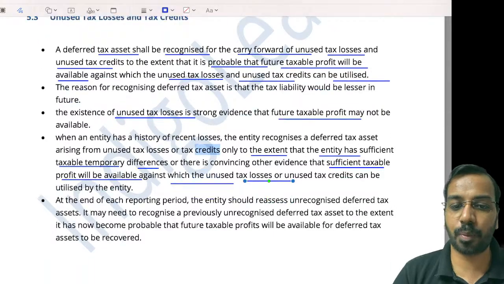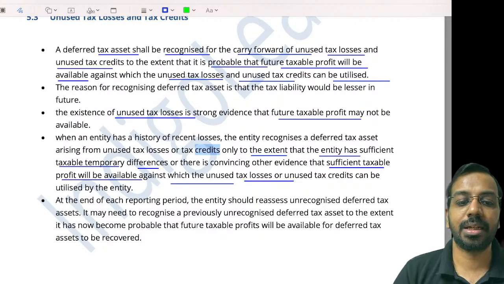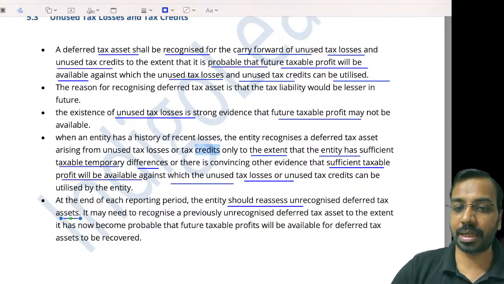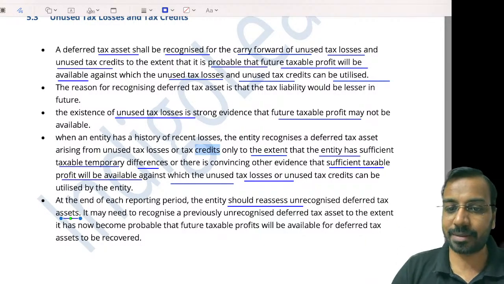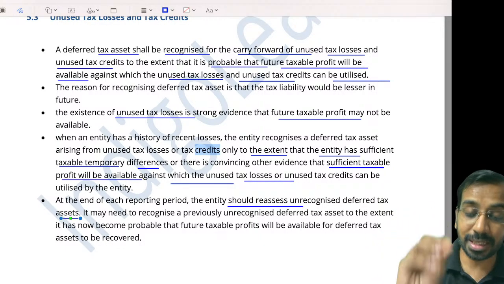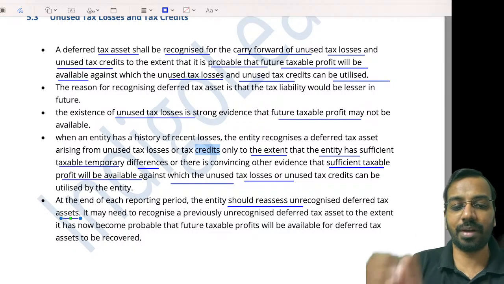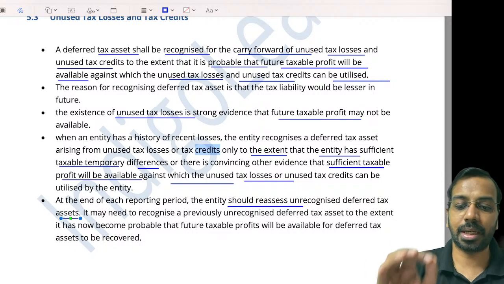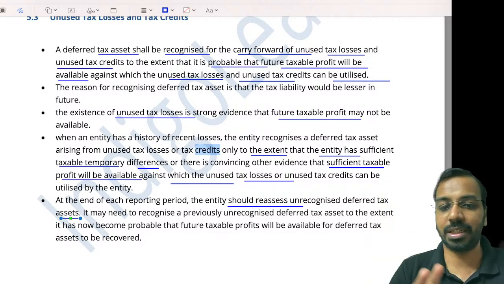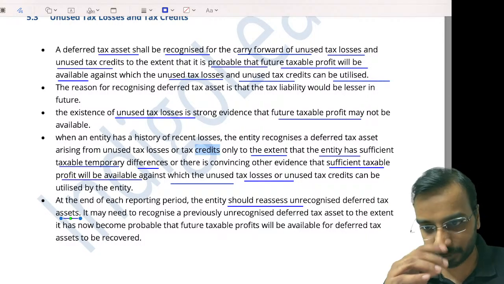And at the end of each reporting period, we should reassess the deferred tax asset. So whatever we have not recognized and also whatever we have recognized, we will reassess and see whether in future we will have taxable profit to recognize the asset or not, DTA or not.